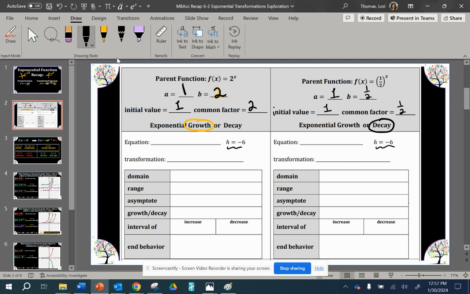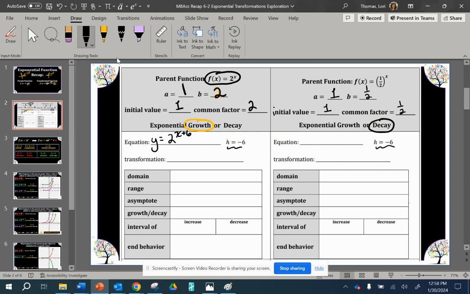So let's get started. We're going to write our first equation, and our h value is -6. So we're going to start out with this basic equation. I'm just going to say y equals, our a value is 1, our multiplier is 2, and then it's x minus the h value. So it's x minus -6, which becomes x plus 6.